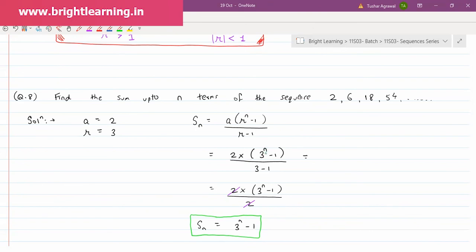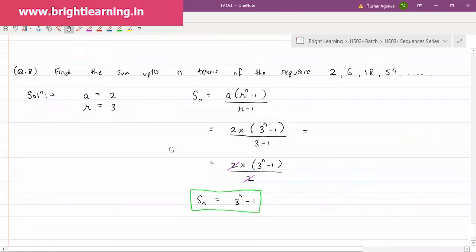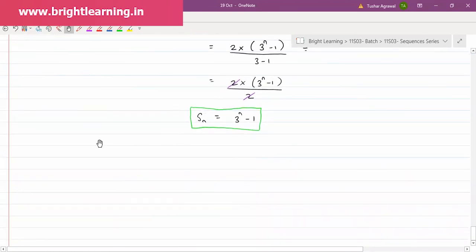Ujita, you missed this n over here. That's why you cancelled 3 minus 1 with 3 minus 1. That cannot be cancelled. This is 3 raised to n minus 1. This factor, this bracket in the numerator, and this factor in the denominator are not equal. They are different.